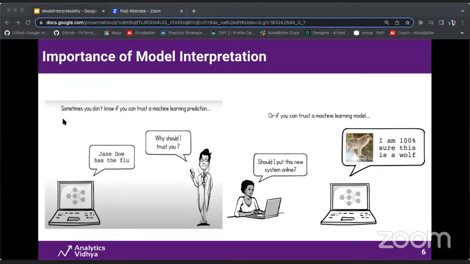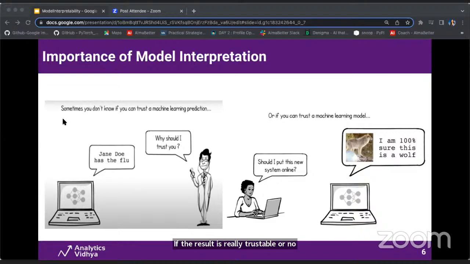Let's come to the next slide. So over here, you can see we are now shifting to the importance of model interpretation. There are two images, which are very genuine pictures I've tried to put on. The first image tells us that sometimes you do not know if you can trust a machine learning prediction, right? You have created a model with all the genuineness. You have put on the best features that you could take out, the best modeling properties, the best hyperparameters that you could come up with, but you do not know if the result is really trustable or not, right?